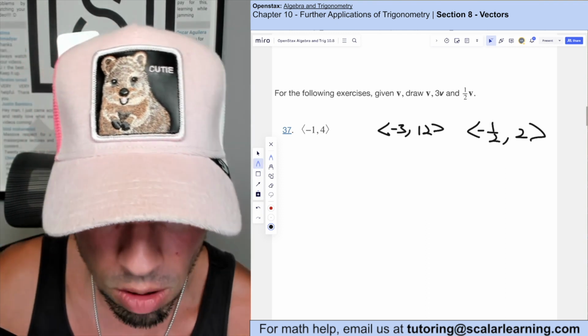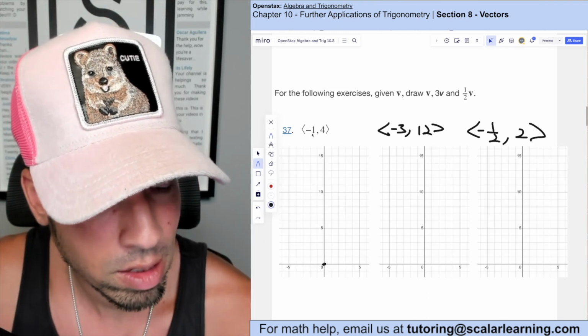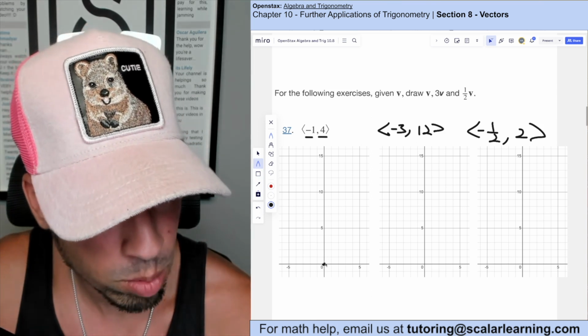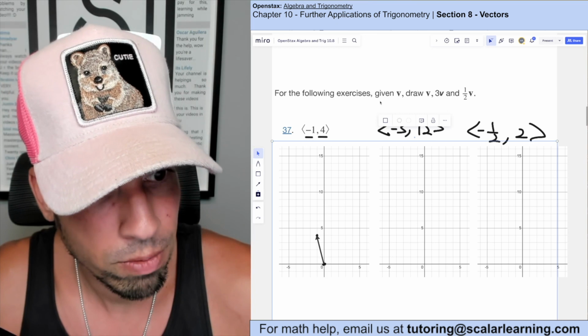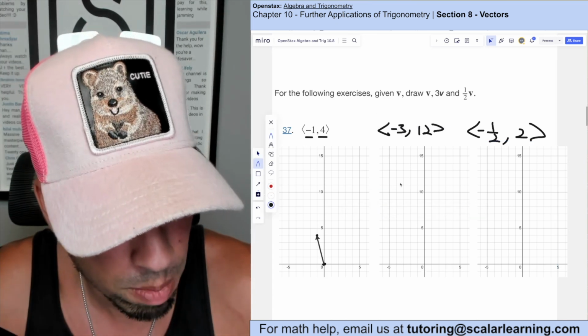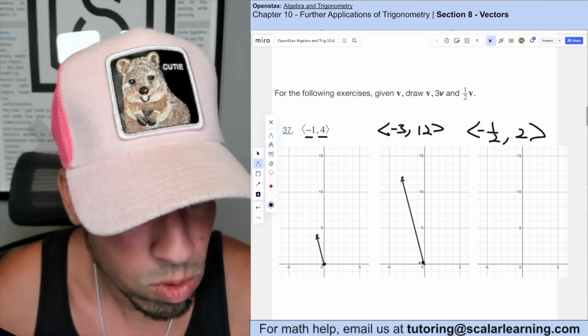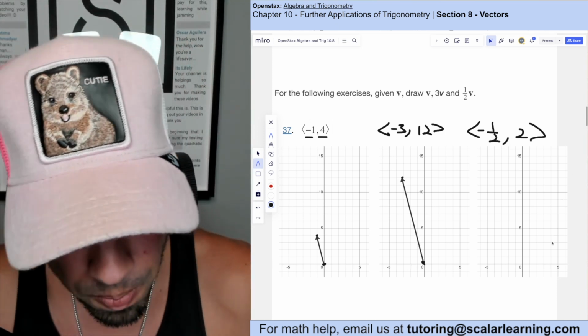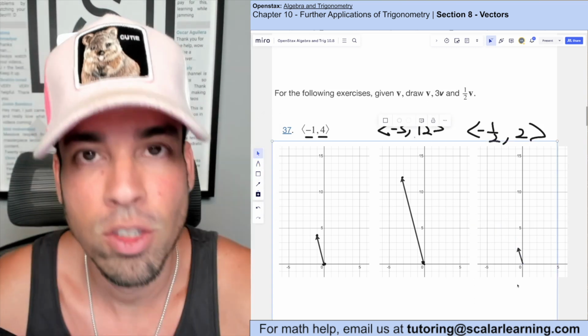All right, let's plot these out. The way you want to think about all of these is, first of all, they're all starting at the origin, and then this is the direction left, this is the direction up. So we go left 1, up 4. So boom, there's my vector there. For this one, we've got -3, 12. So we go left 3, up 12, like so. And again, starting at the origin, so that's that one. Last but not least, -1/2, 2. We go left a half, up 2, and there's that vector. That's how you do it, done.